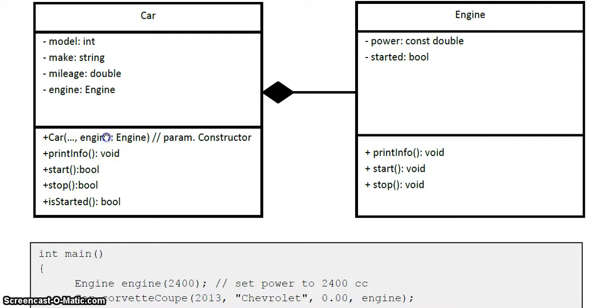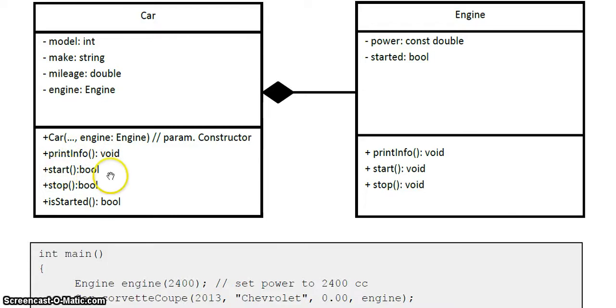Similarly, this car should have a parameterized constructor which should include the engine, and the engine value must be set either through the initializer list or in the definition. Okay, you can also print the information of the car.